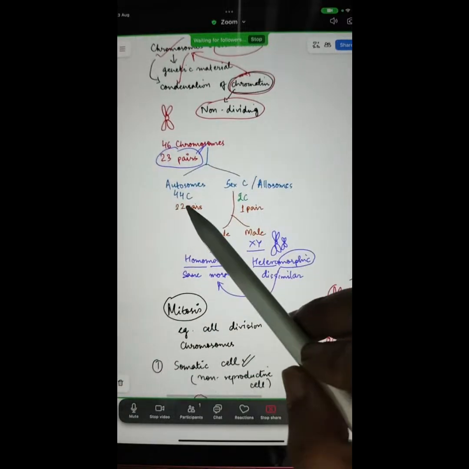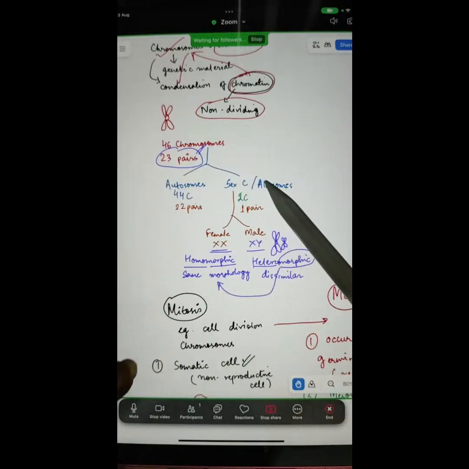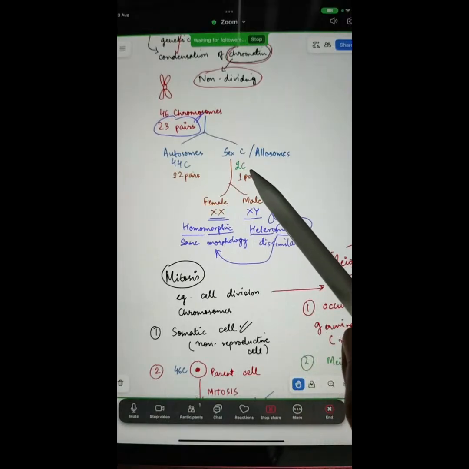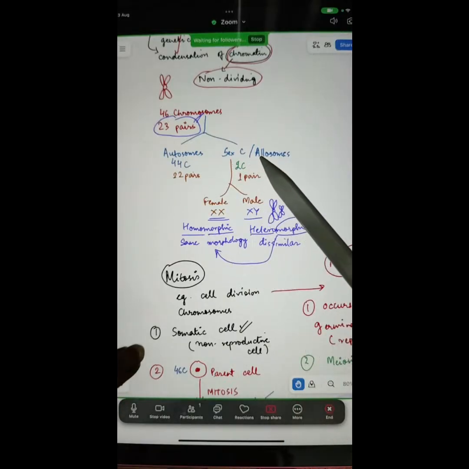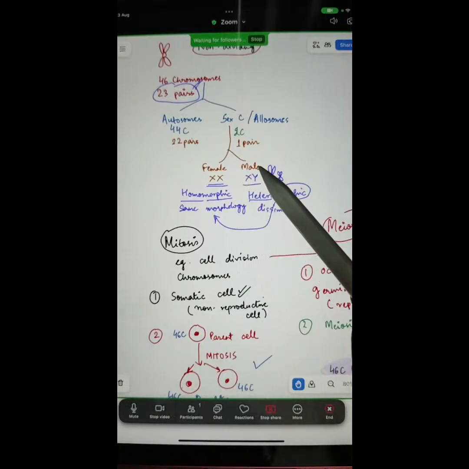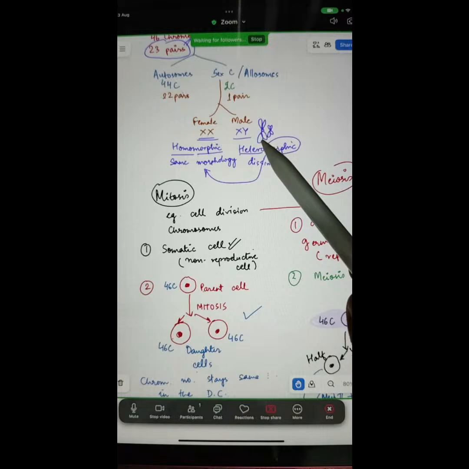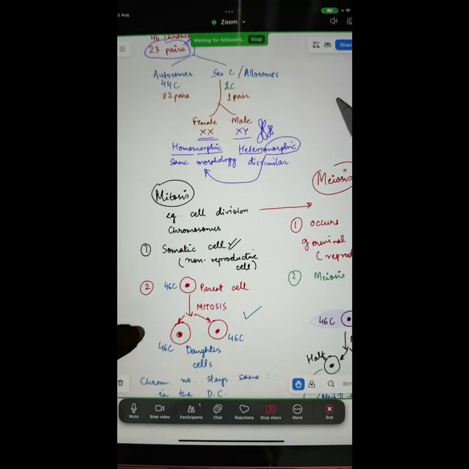Chromosomes of the human body are divided into two parts, autosomes and allosomes. Allosomes are also known as sex chromosomes. Autosomes are 44 in number, sex chromosomes are 2 in number. If we speak in pairs, autosomes are 22 pairs, sex chromosomes are 1 pair. Females have XX as the sex chromosome, males have XY. So in females, both the chromosomes are the same. That is why we use the word homomorphic. But in males, the sex chromosomes are dissimilar. That is why I have used the word heteromorphic and written here dissimilar.